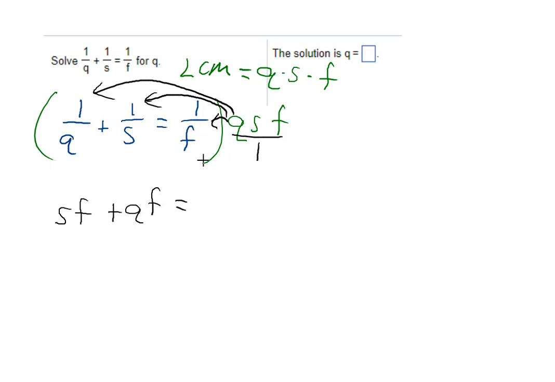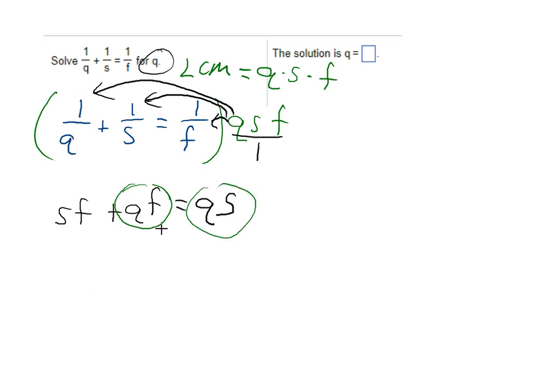Equals, when this gets multiplied to the right-hand side, the F's cancel out, and we get QS left over. So we made the fractions go away, but the equation becomes a little bit messier than it was before. We're trying to solve it for Q, so we want to get Q by itself. The first thing you want to do is get all of your terms that have a Q on one side of the equation.